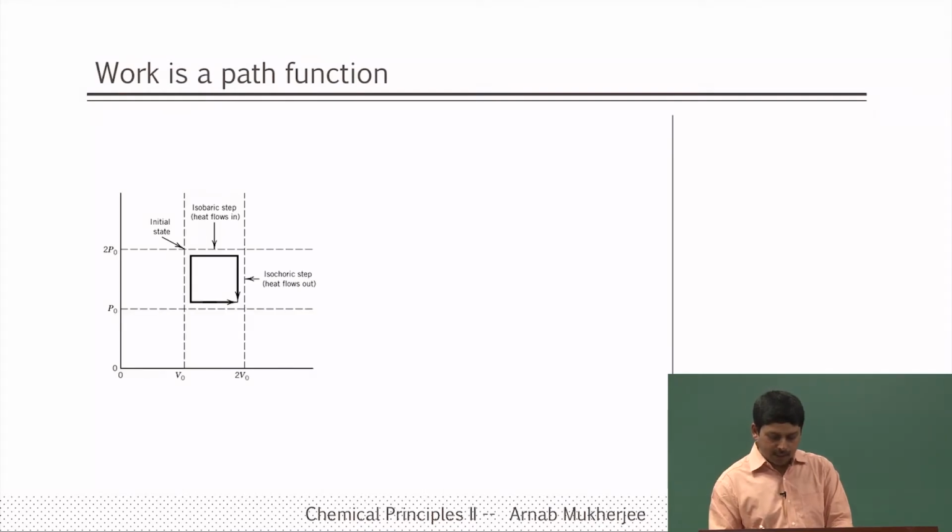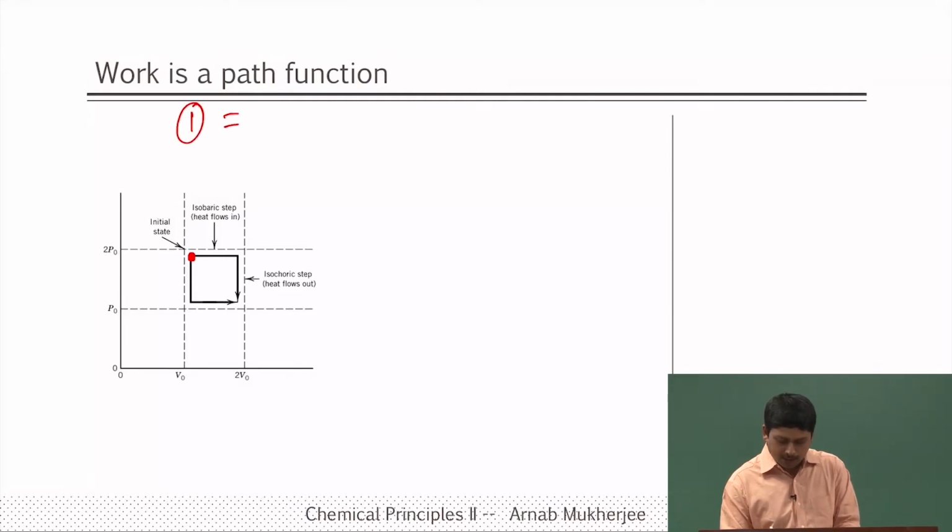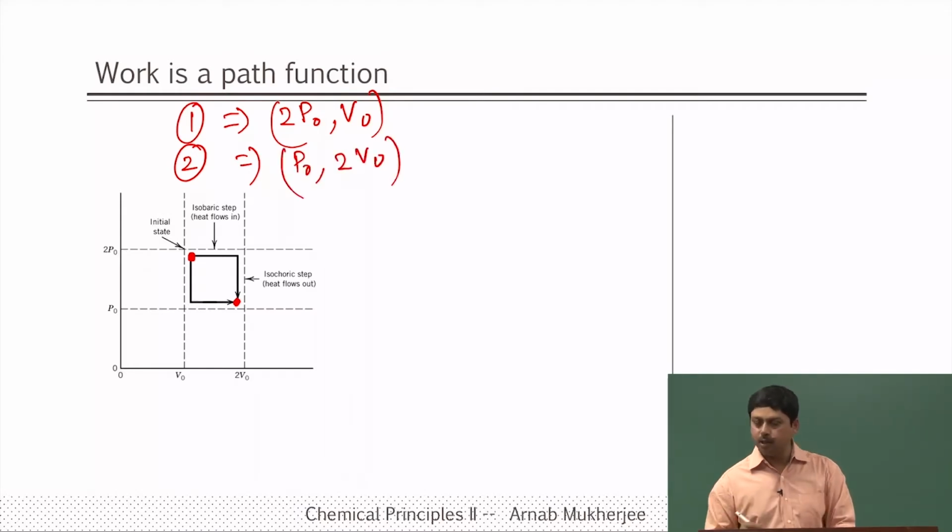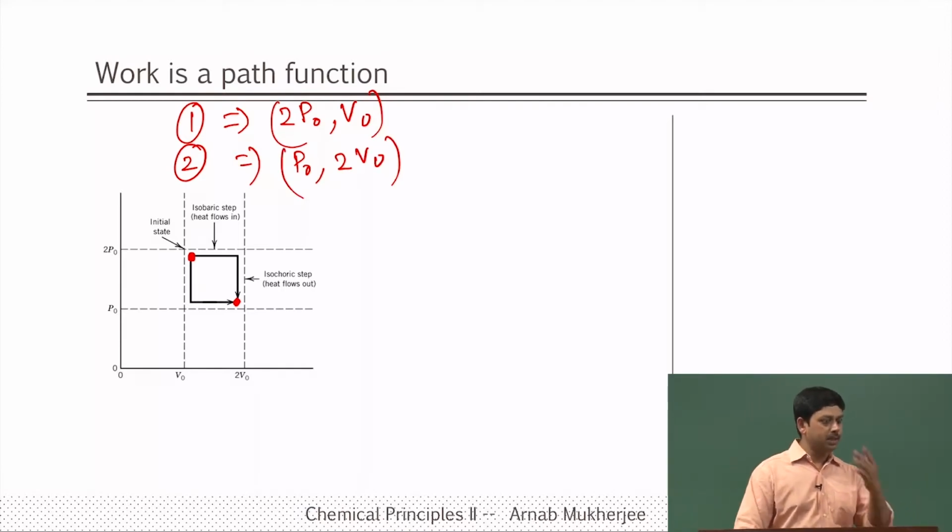So for example, let us take this particular problem in which our initial point is this one, where the pressure is 2P0, it is not exactly 2P0, but let us call it 2P0, and the volume is V0. So our initial state 1 is characterized by 2P0 pressure and V0 volume. Our final point is here, which is characterized by P0 pressure and 2V0 volume. It will be just opposite, volume will increase because pressure is decreasing.